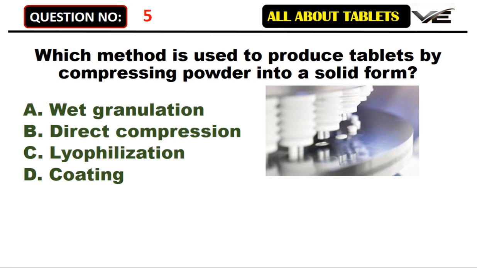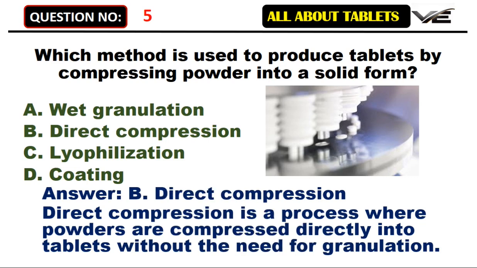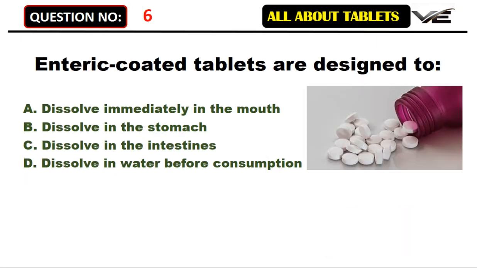Which method is used to produce tablets by compressing powder into a solid form? A. Wet granulation. B. Direct compression. C. Lyophilization. D. Coating. Answer. B. Direct compression. Direct compression is a process where powders are compressed directly into tablets without the need for granulation.